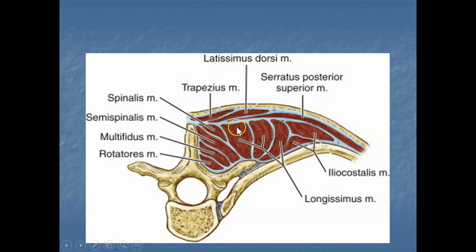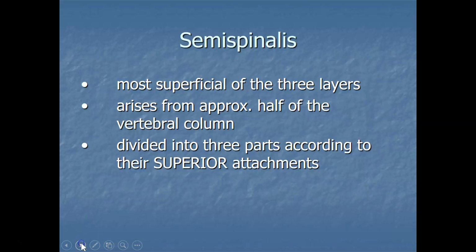But these are considered to be the superficial layer of the deep layer. The ones we're talking about in this set of slides is this group of 3 here. They run deep into this laminar groove, where the lamina, spinous process, and TVP all come together to form this groove. Semispinalis, the most superficial, multifidus in the middle, and rotatores is the deepest.